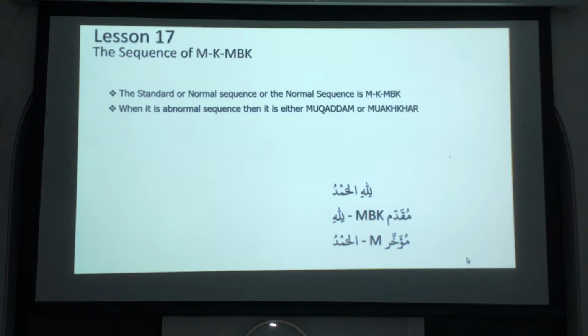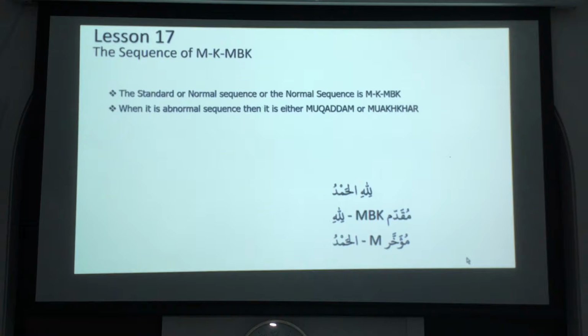So when the position changes, it is called muqaddam or muakhar. What does it mean? If K becomes number 1, then it's called muqaddam, meaning it came before it was expected. It was supposed to be in position number 2, but it came in number 1. So we say muqaddam. Qaddam means before. Akhir means the end, like akhirah.